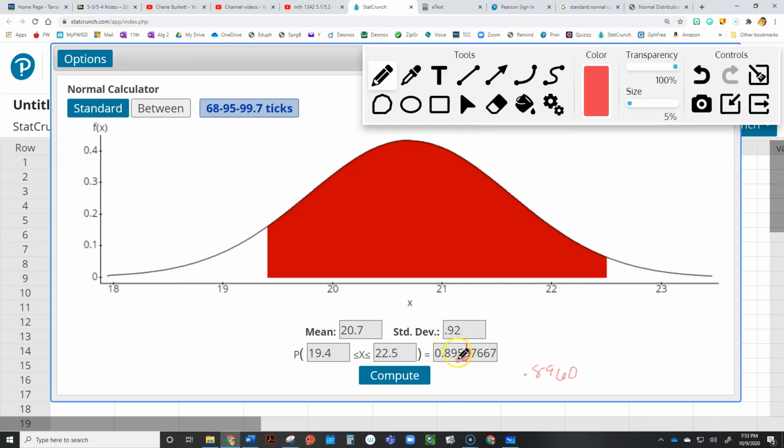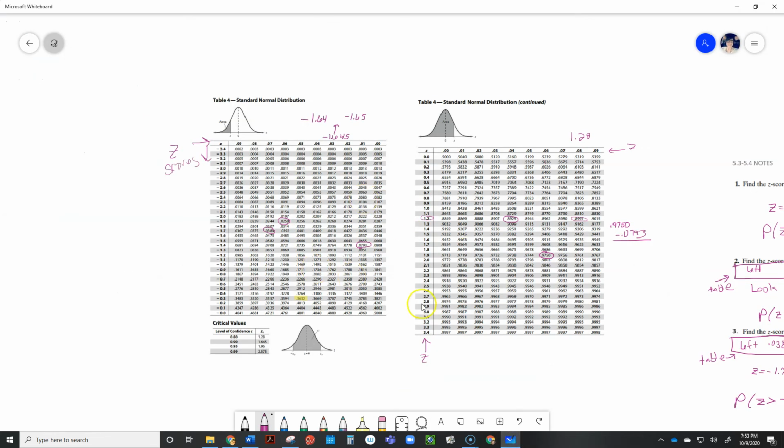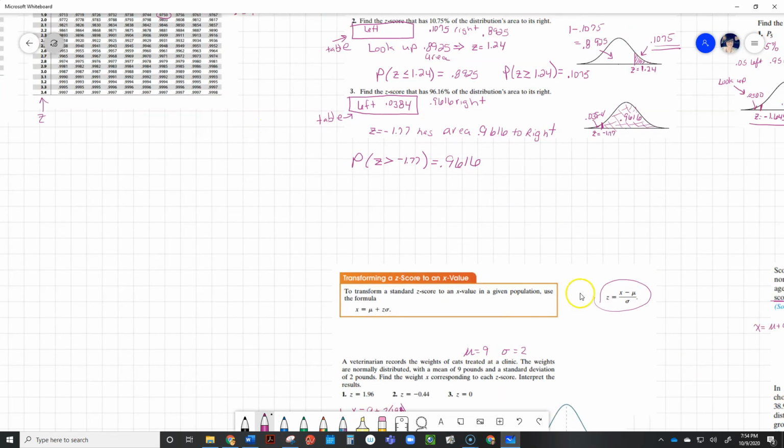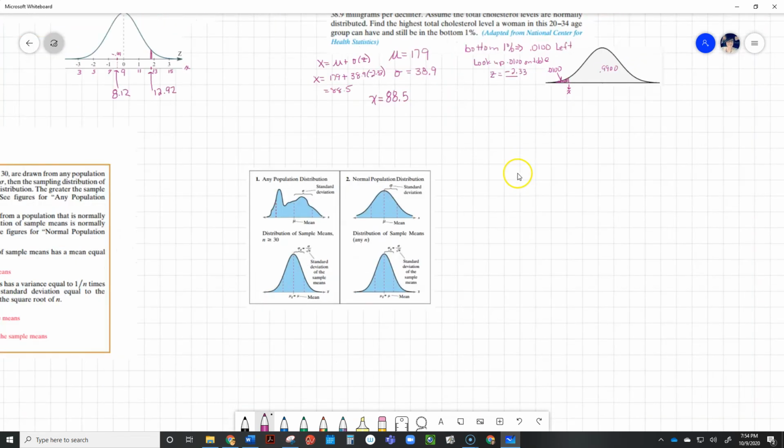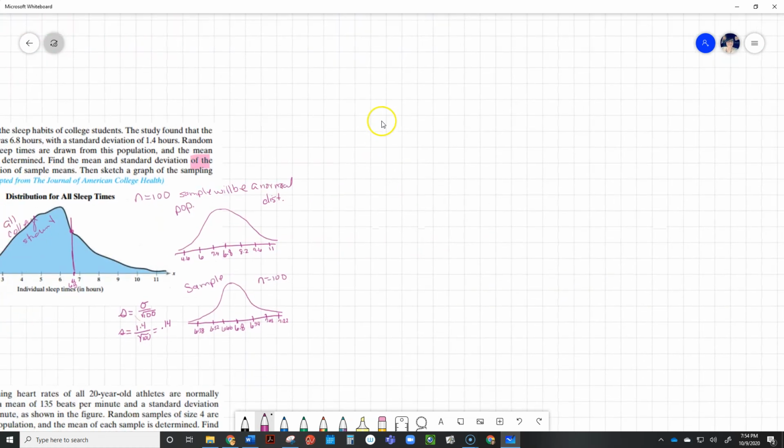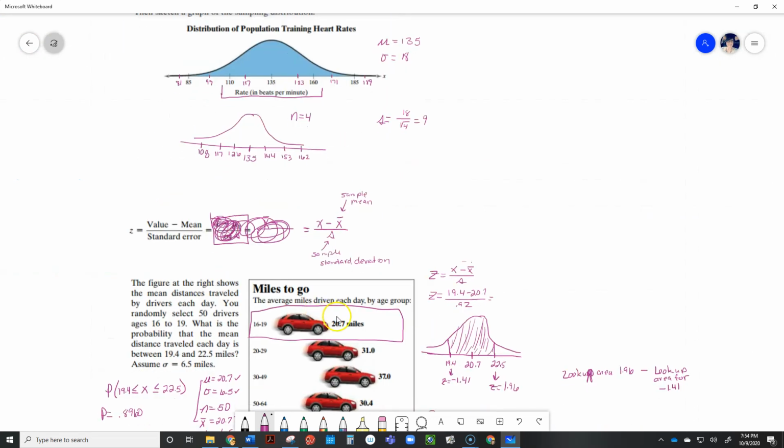They said 57. Desmos said 60. What did I tell you happens when you use the table? You get round off errors. Why? This number is rounded off. This number is rounded off. And when you use rounded off numbers to get a calculation, it contains a round off error. So we calculate these two, subtract these two, we get 0.8957. And when we used StatCrunch, we got 0.8960. So StatCrunch is most likely more accurate, but it's close enough that you would not lose points regardless of how you did it.